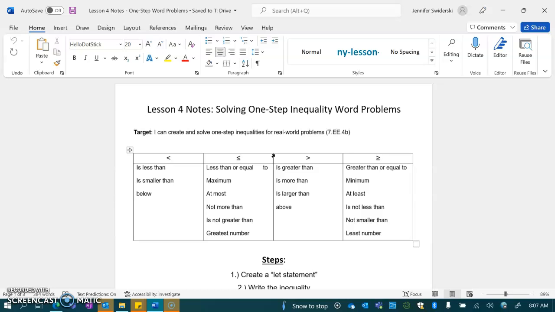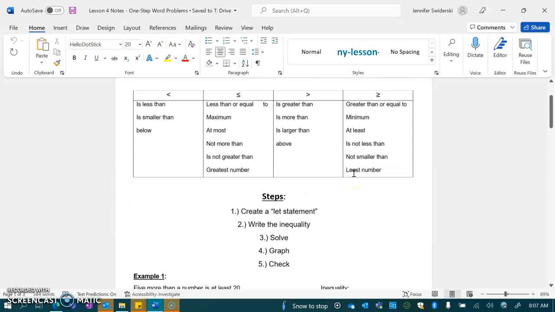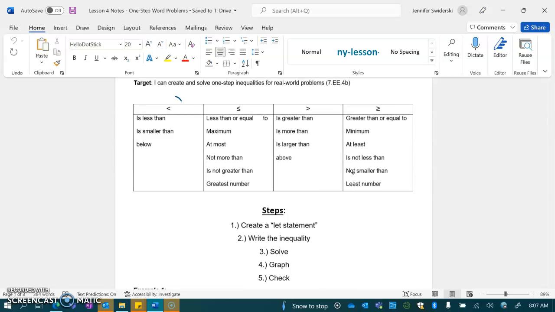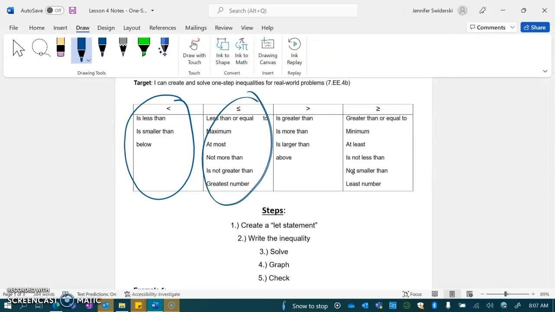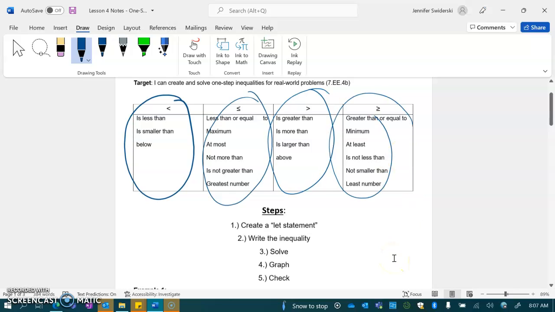It could be if you go to Six Flags, you have to be at least, right? At least 3 feet tall to go on one of the roller coasters. We see these all the time. So today our steps, we have all the words up here for less than or equal to, greater than, or greater than or equal to. All right. So these here are kind of going to be your key to help you out today.